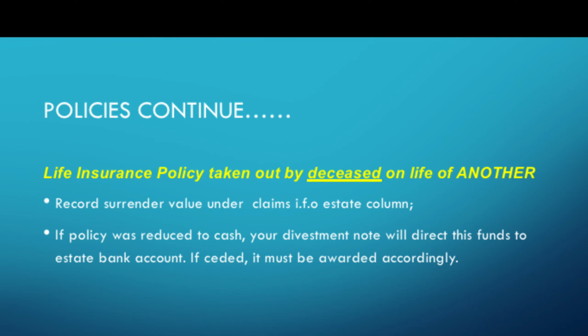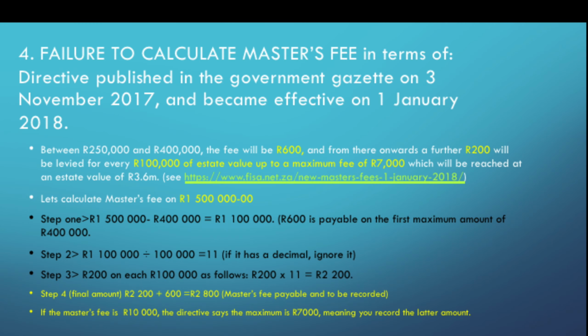Now, mistake number 4. Failure to calculate the master's fee in terms of the directive published in the Government Gazette on 3 November 2017, which became effective on 1 January 2018. Now, this is the most common, but some people miss it because they practice old question papers and they forget the new rules.